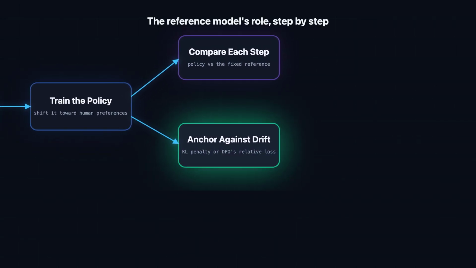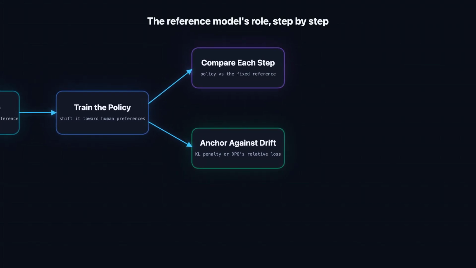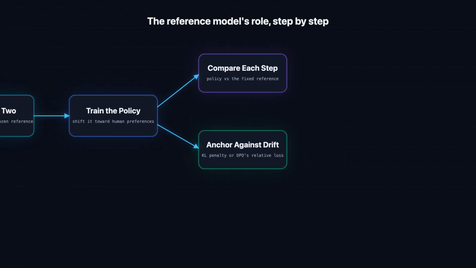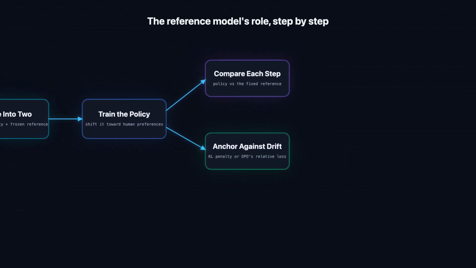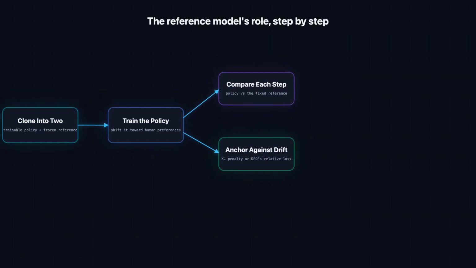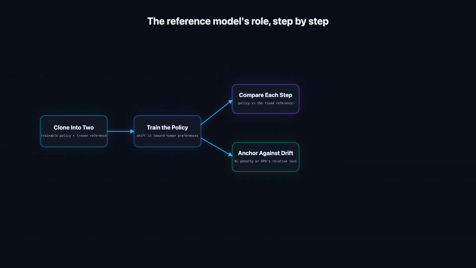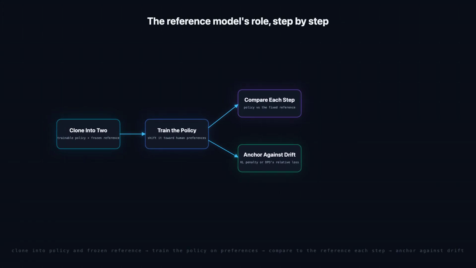Finally, use that gap to anchor. In RLHF, a KL penalty punishes large drift from the reference. In DPO, the loss is written relative to it, pushing chosen over rejected more than the reference already does. Either way, the frozen twin keeps the model tethered.